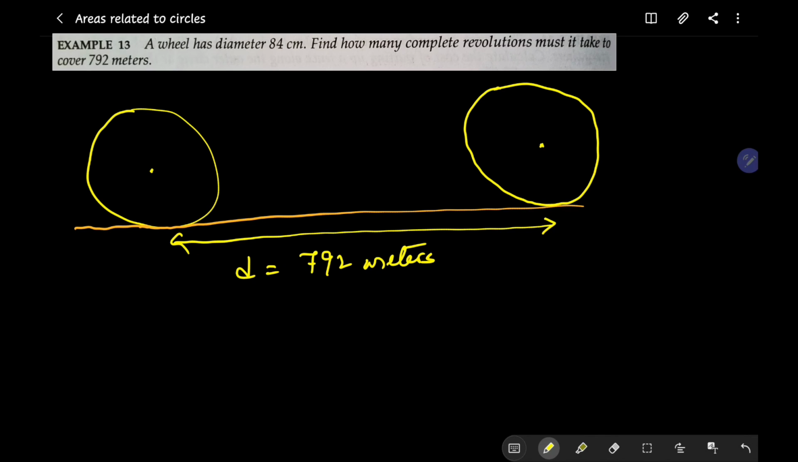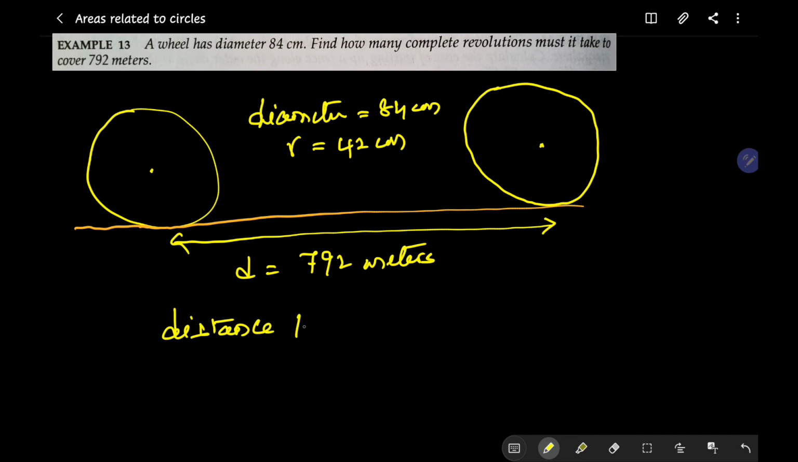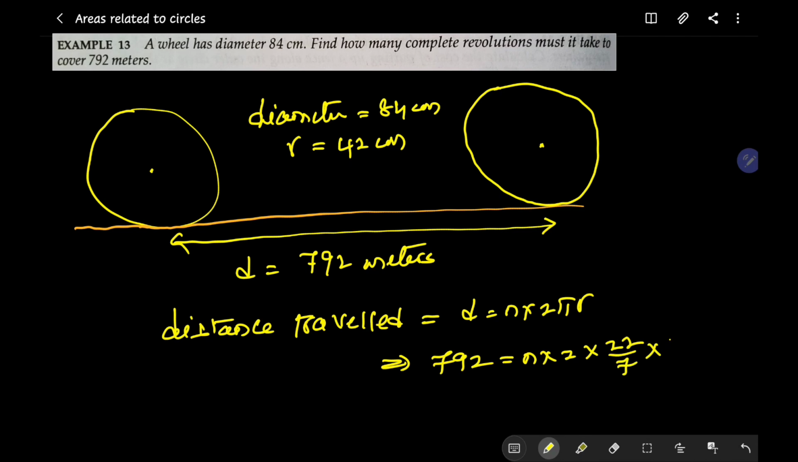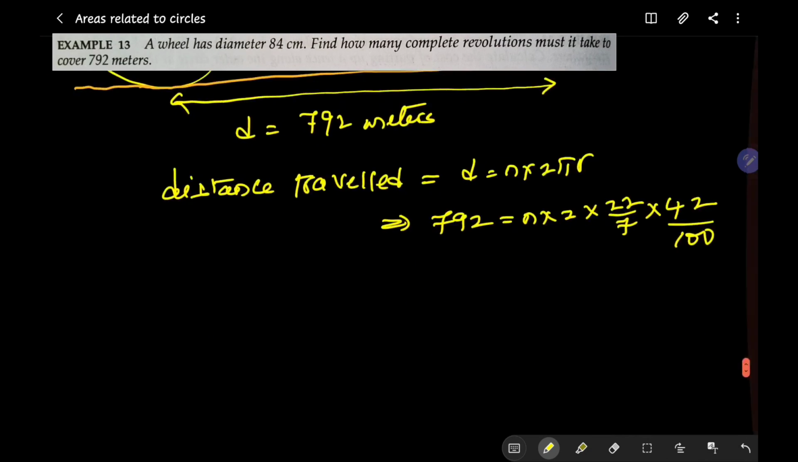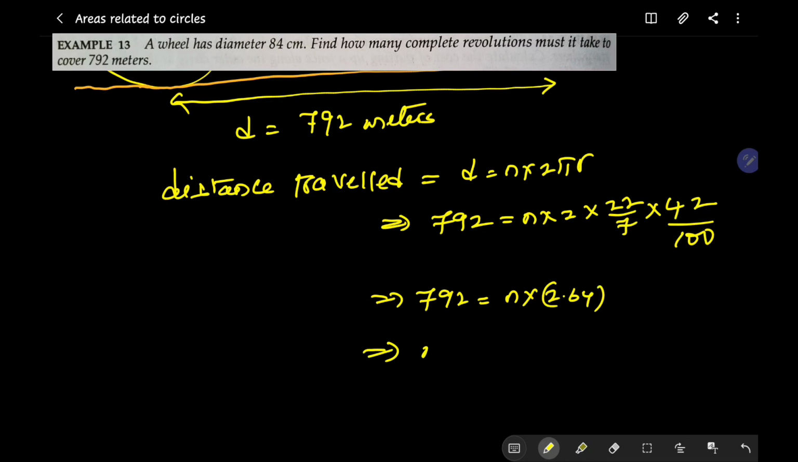In the first problem, already the distance is given and we are asked to find out the number of revolutions made by the wheel. As we know, distance covered is equal to n into 2 pi r. Substitute the distance and radius values, we get the number of revolutions to complete the distance of 792 meters.